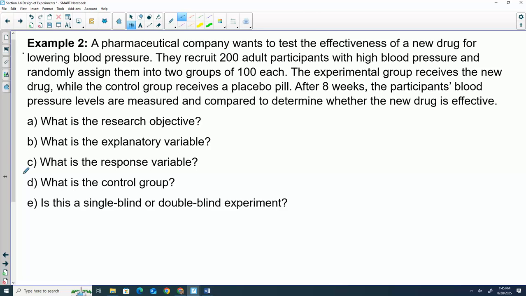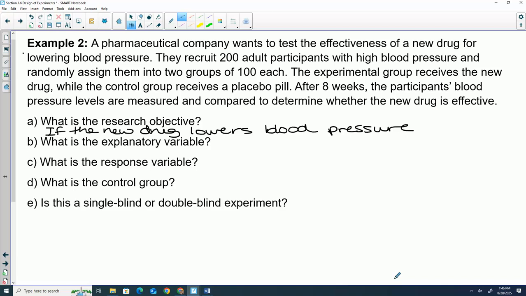So A, what is the research objective? What are we trying to find out in this situation? The new drug is effective. It'd be wrong if we just put the new drug is effective. That's fine.